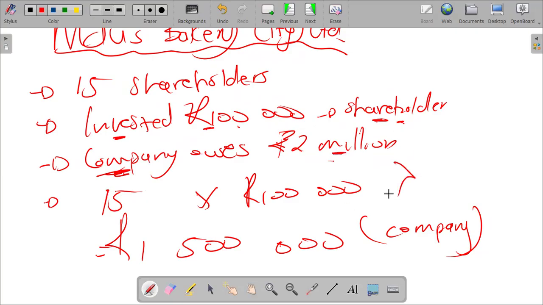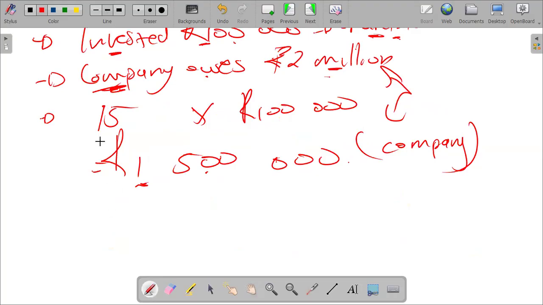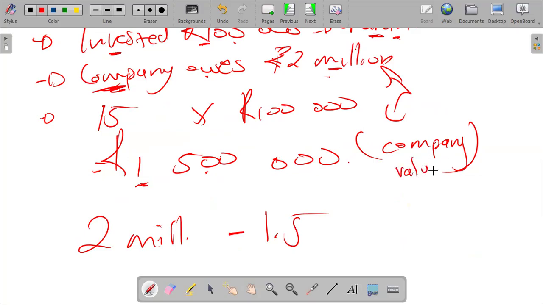So now if you look at here, the company has 1.5 million, but it owes 2 million, right? So if we minus the debt from the company income or the company profit, the company, it's 2 million of the debt minus 1.5 million of the company value. This is the company value.